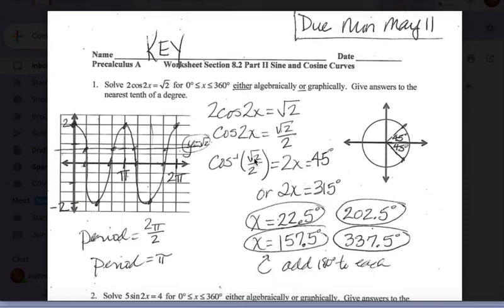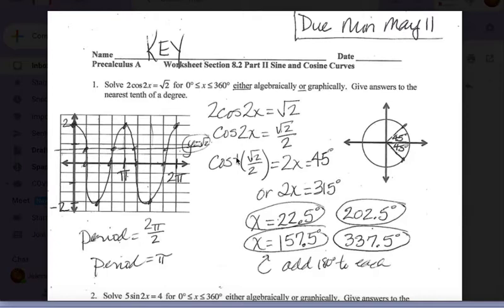Okay, so let's just take a look at the two questions that were on the 8.2 Part 2 homework. You had to solve the equation algebraically or graphically, so I did it both ways, in case you did one way or the other. If you solve it algebraically, the first thing you want to do is divide each side by 2, and you end up with cosine of 2x equals root 2 over 2.